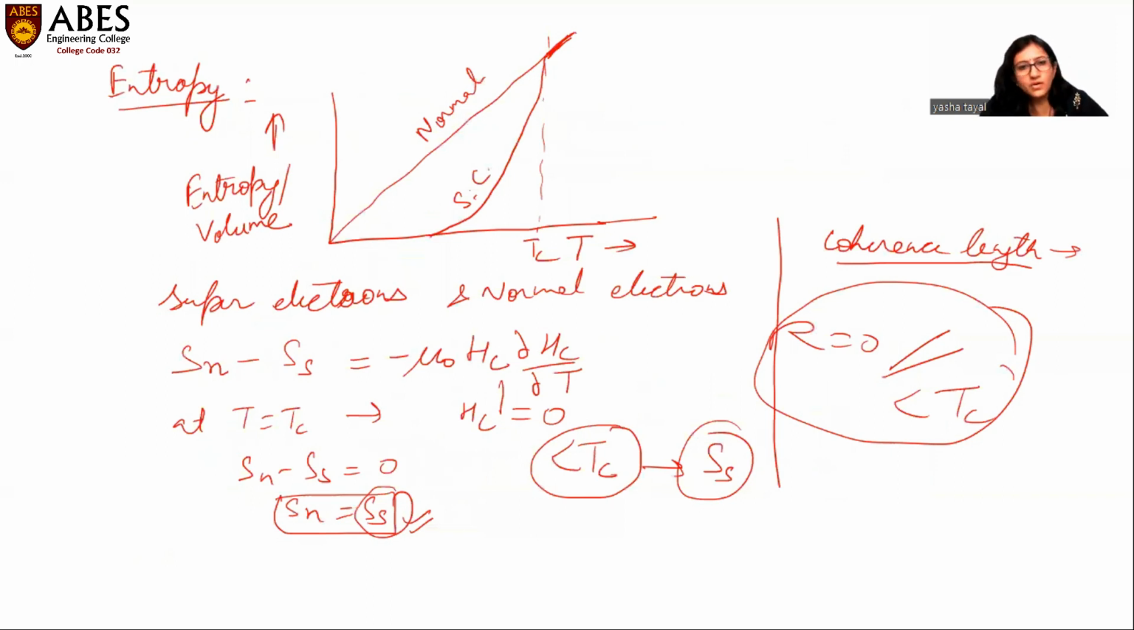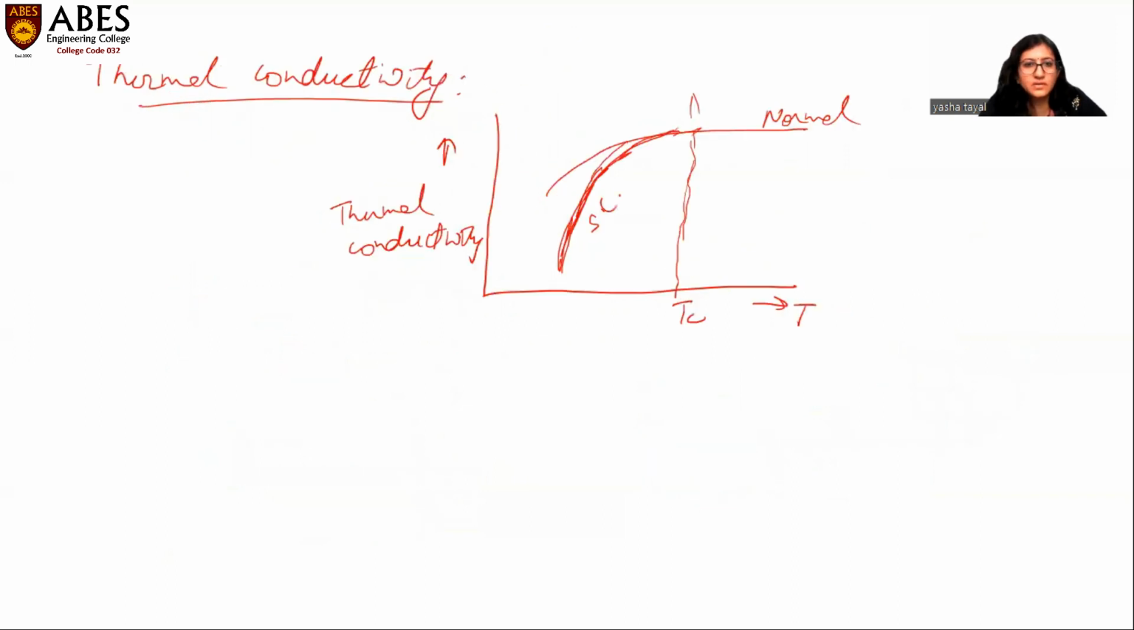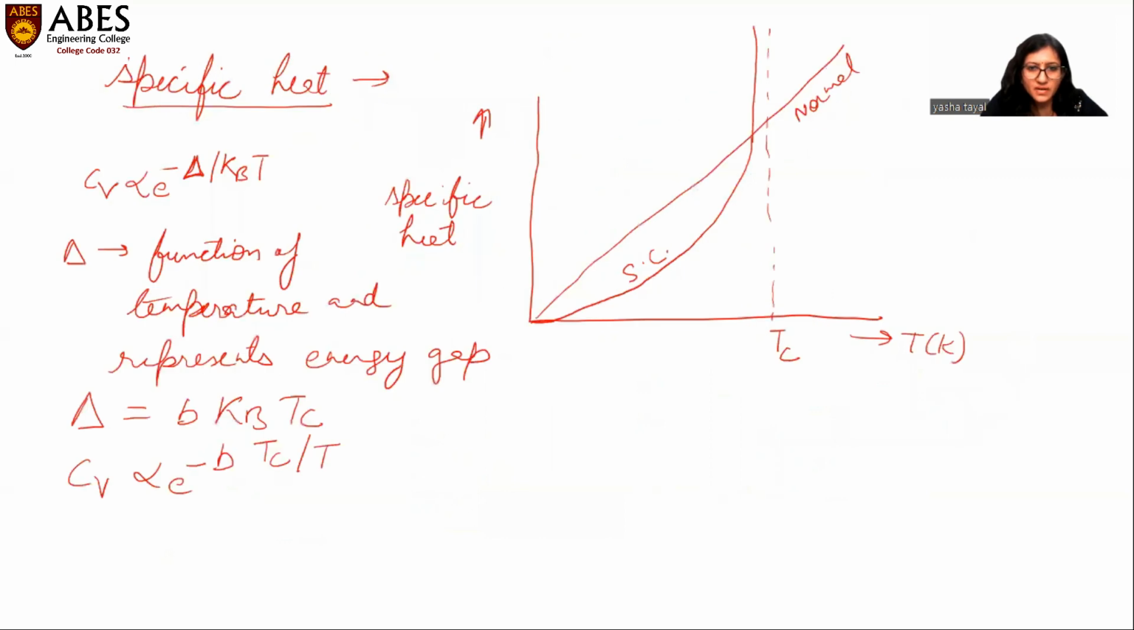Entropy, as we all know, should be least. Here we have very low entropy, which means the super electrons are highly ordered. Thermal conductivity: as super electrons do not show any resistance, they won't be able to transport energy from one part of the system to the other part of the system.